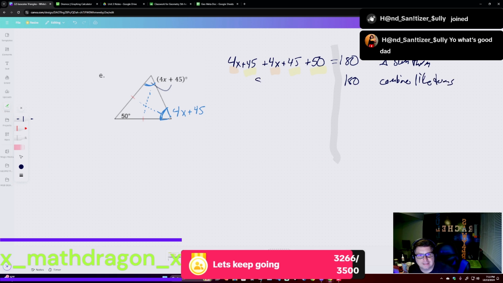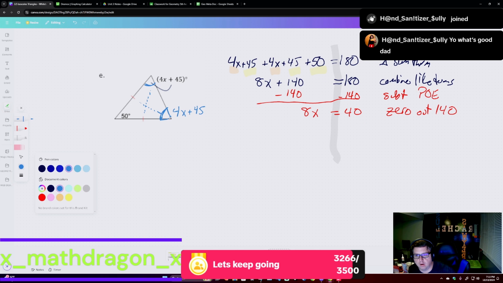And 8x. And 50, 100, 140. And we'll subtract 140 from both sides. That's the subtraction property of equality. And then 8x equals 40 because we zero out the 140s.